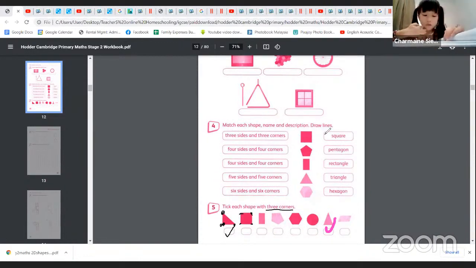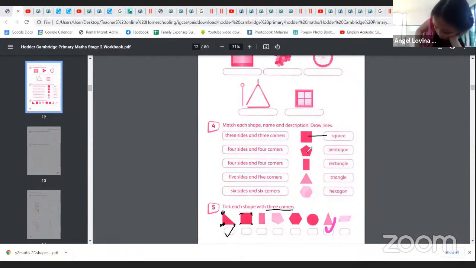Okay. Now, can you please draw the line? Aiden, can you draw the line to the picture? Like this square, draw the line. Can you please draw the line, please, Aiden? On the screen. Aiden, draw where's pentagon, where's rectangle, triangle, hexagon. And then 4 sides and 4 corners, that's later. Just draw the line for the shape. Charmaine, draw it in your book while Aiden, can you draw it on the screen?